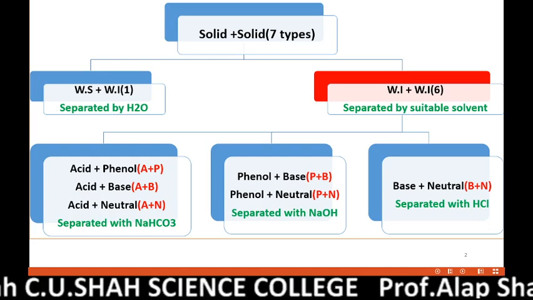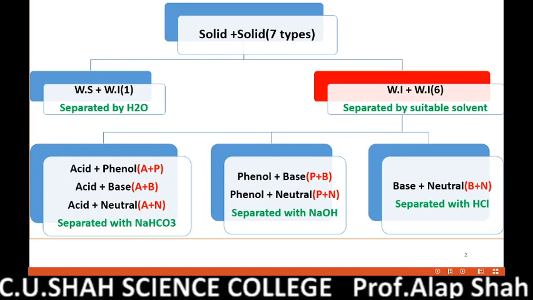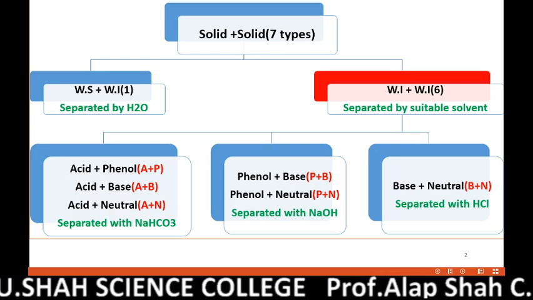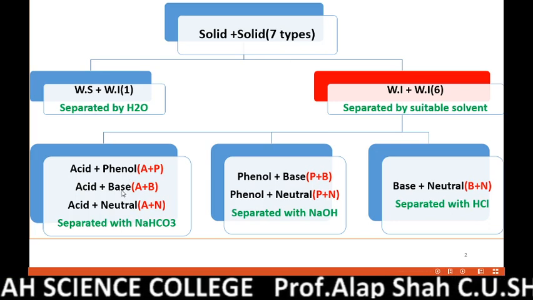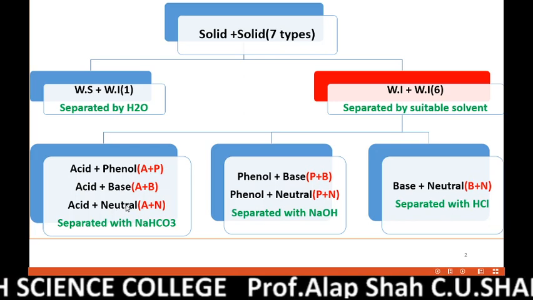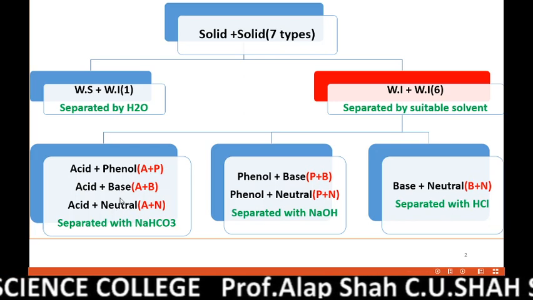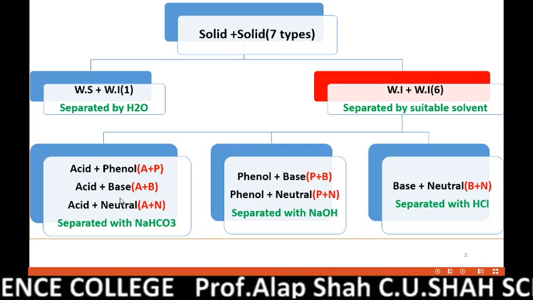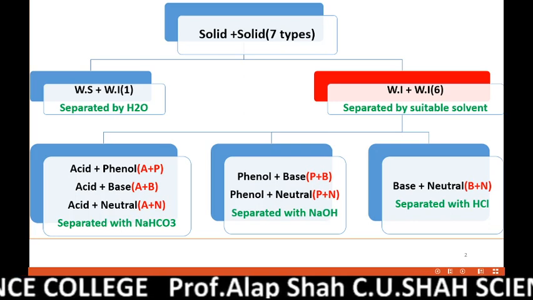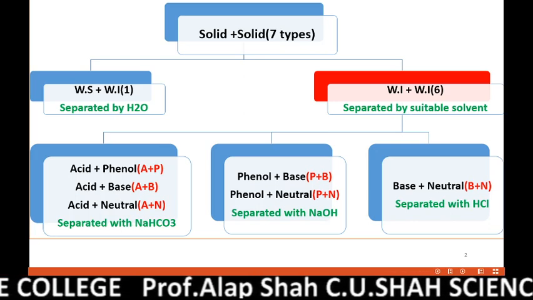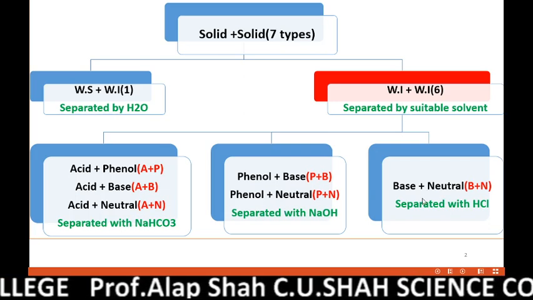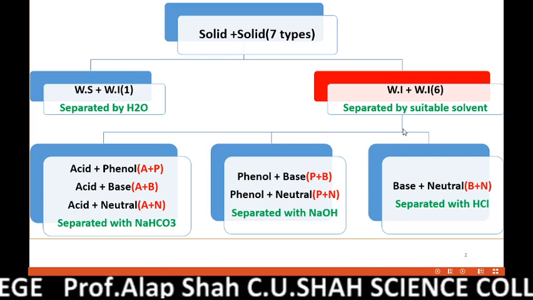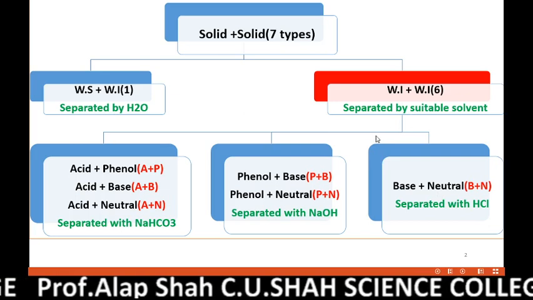I have already explained that such mixtures are of six different types. These three: acid plus phenol, acid plus base and acid plus neutral, in which acid is common. Fourth and fifth: phenol plus base and phenol plus neutral, and sixth is base plus neutral. So we will discuss the separation of these six mixtures.